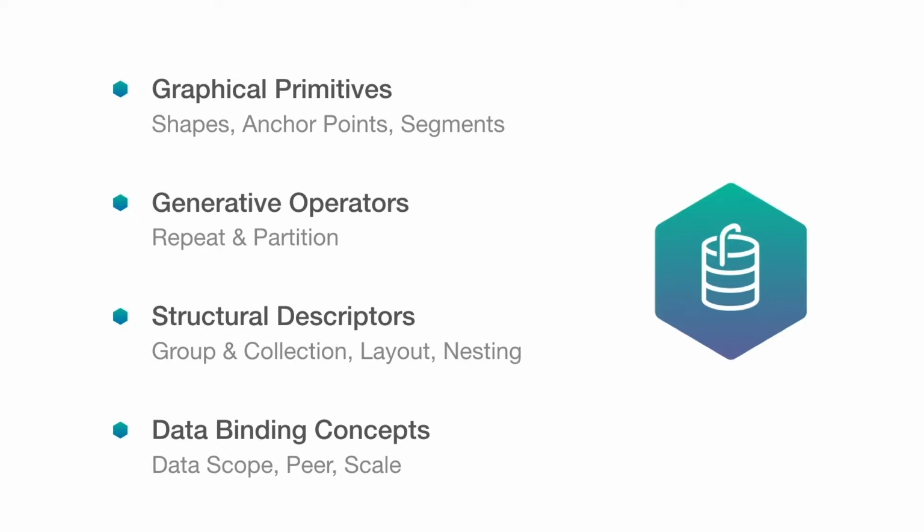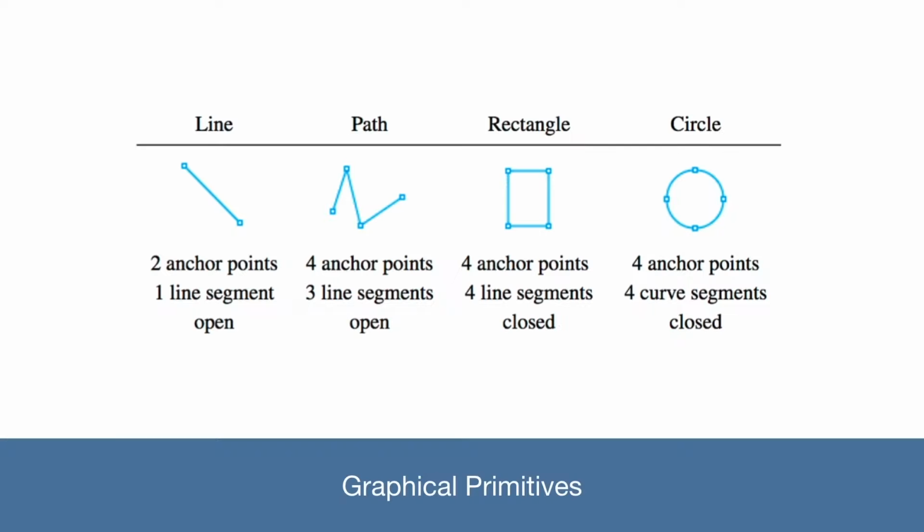Here is a quick summary of the main concepts in our framework. We have four high-level categories: graphical primitives, generative operators, structural descriptors, and data binding concepts. I will explain them in more detail and also demonstrate how they work in the interface. Like all design drawing tools, all the shapes inside Data Illustrator are composed of anchor points joined by line or curve segments.